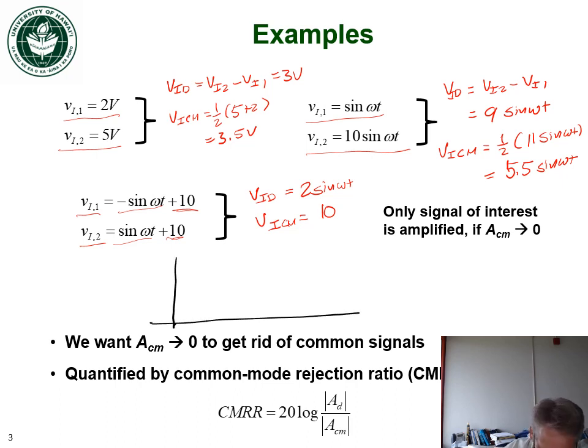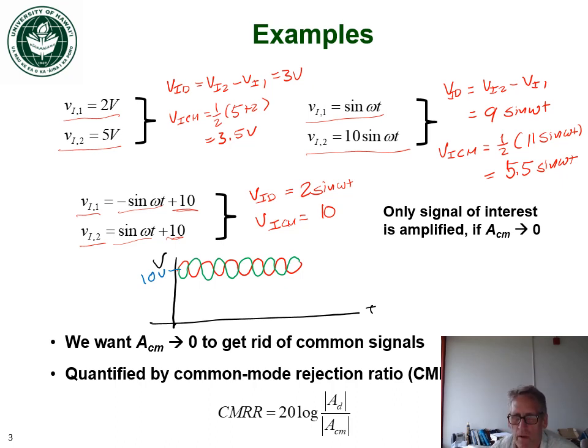If we were to draw voltage as a function of time, what we'd have is one input that would look like this. So it's a sinusoid but offset by 10. So this would be something like 10 volts. And then we'd have another sinusoid. Looks like that.